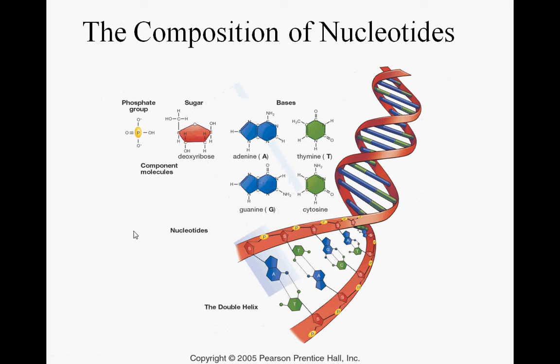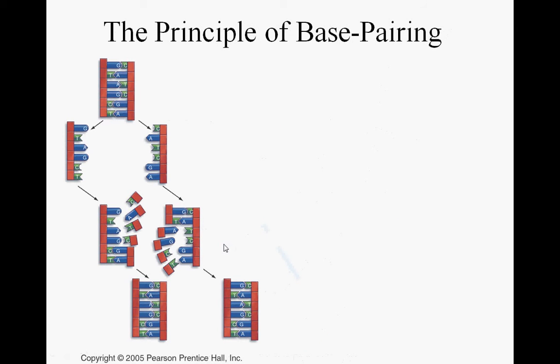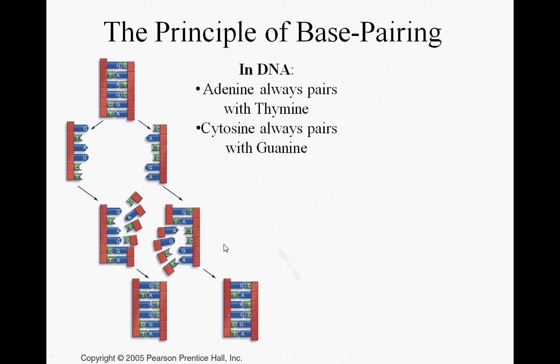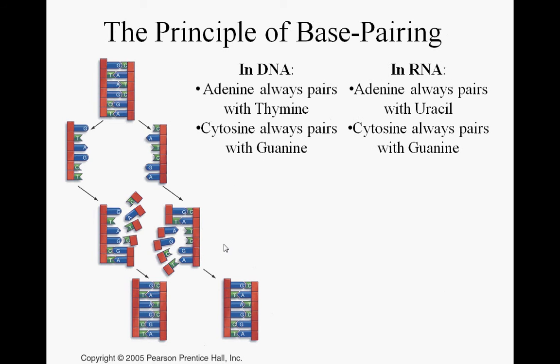The nucleotides are made up of a phosphate, a sugar, and a nitrogenous base. The nitrogenous bases that are possible in DNA are adenine, thymine, cytosine, and guanine. Adenine pairs with thymine, cytosine pairs with guanine, which we'll discuss when we discuss the principles of base pairing. So in DNA, adenine always pairs with thymine, cytosine always pairs with guanine. In RNA, however, there is no thymine, so adenine will pair with uracil, and again, cytosine will pair with guanine.